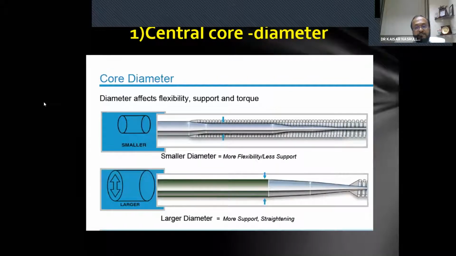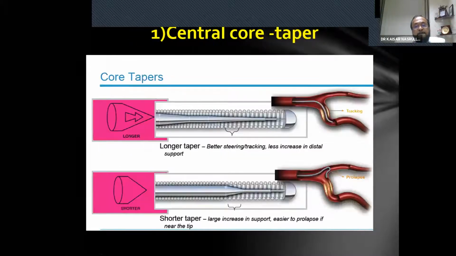And then core diameter. Sometimes the core diameter gradually tapers and is smaller, but sometimes the core diameter is larger. When the core diameter is larger, it gives more support; when smaller, it gives less support but is more flexible. Then central core taper: sometimes it tapers gradually, sometimes suddenly, or with shorter tapering. Shorter tapering gives more support, but longer taper gives less support but is better steerable, with better tracking.